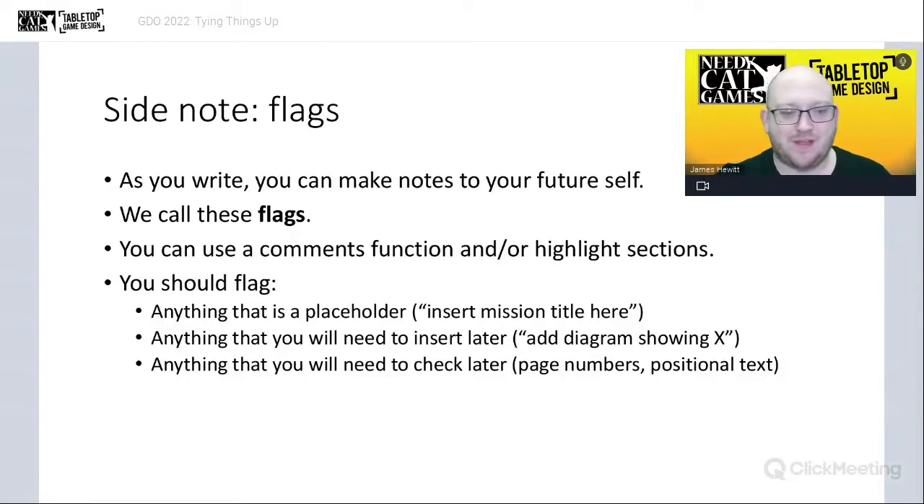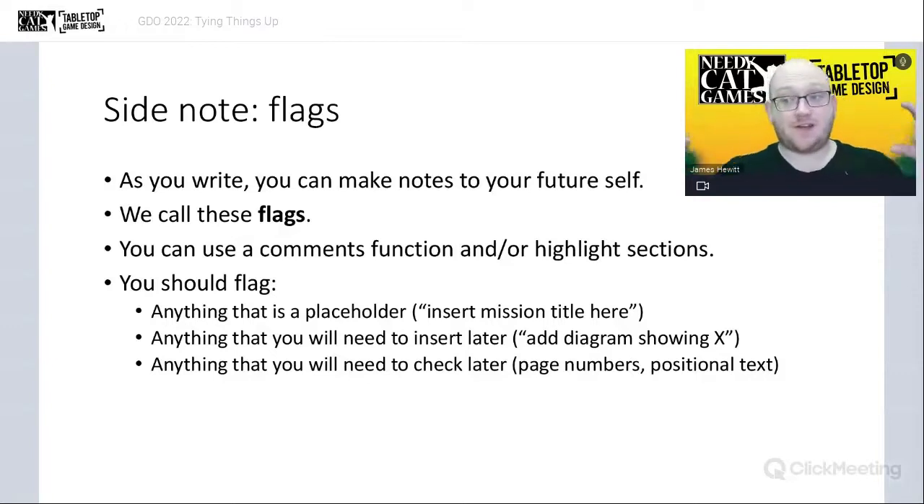And the things that we tend to flag, we tend to have one color for anything that's a placeholder. So usually we use a light blue for that. So that's if, for example, we've got something non-final, we haven't decided on the name of a character or the name of a mission, or there's some color text or whatever it might be. This is a placeholder, and we'll finish it off later. We use magenta for that. Then we use cyan for anything you'll need to insert later.